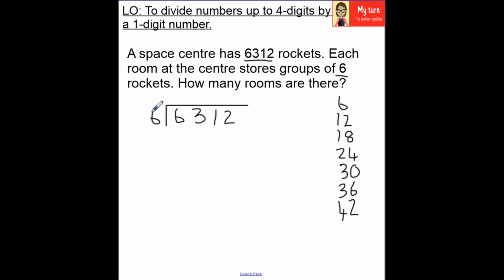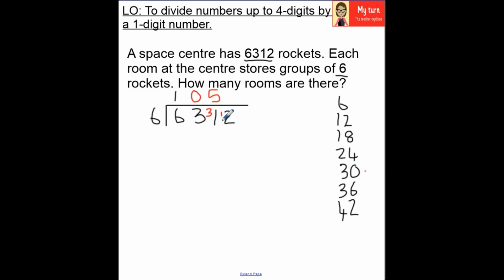So I'm going to ask myself, how many 6 is going to 6? Well, I know 1. 6 times 1 is 6. Then I say, how many 6 is going to 3? Well, I know that I can't do this, so this becomes my placeholder, and this 3 moves over to here. This now becomes 31. How many 6 is going to 31? Have a look at my list of multiples. What's the closest I could get to 31 without going past it? Well, it would be 30, wouldn't it? And that's 5 times 6. However, I got to 30, but I wanted to get to 31, so I have a remainder of 1.